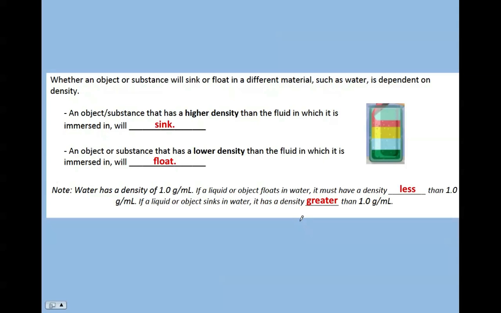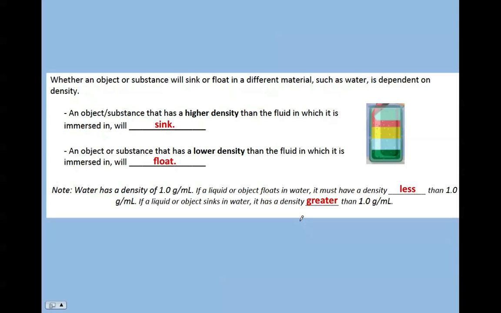So the greater the density, the lower it would go if we had a density column. An object or substance that has a lower density than the fluid in which it's put into will end up floating on it. For example, water has a density of 1. If we put another liquid or an object in water and we find that it floats, we can make the assumption that it has a density less than 1.